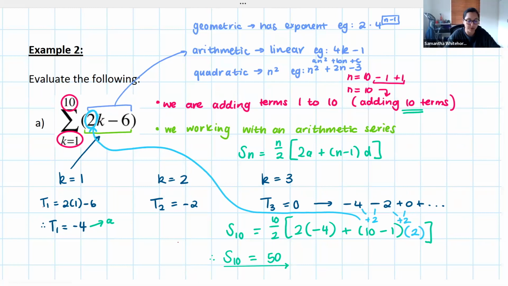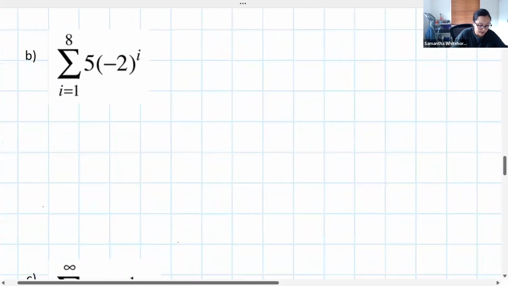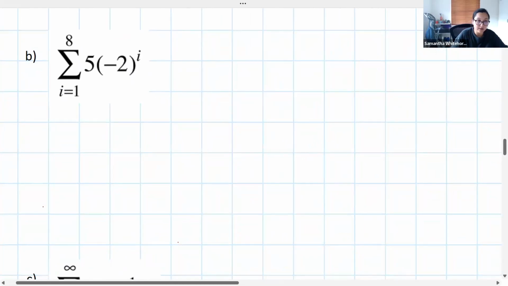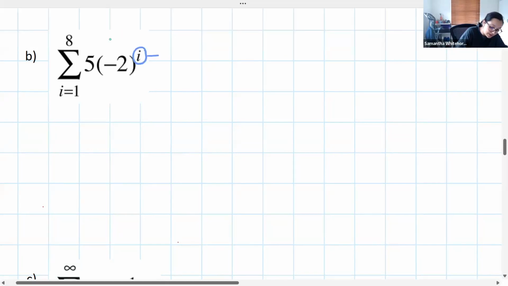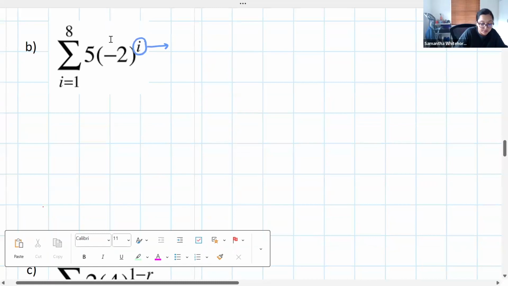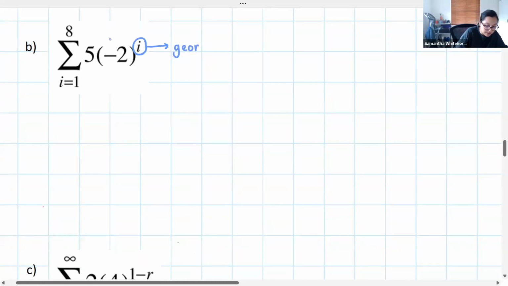Or example B rather. Okay, so let's see B. So B, we've now got I as our variable, doesn't really matter, it means the same thing. 1 to 8 of 5 times negative 2 to the power I. So back to Kanisile's question earlier, I now know this is geometric. I know this is geometric because of this exponent here. Because I've got a variable in my exponent, this tells me that this is a geometric series.